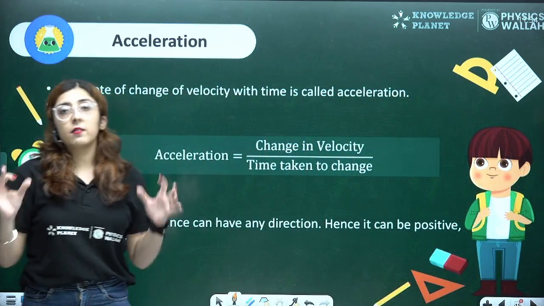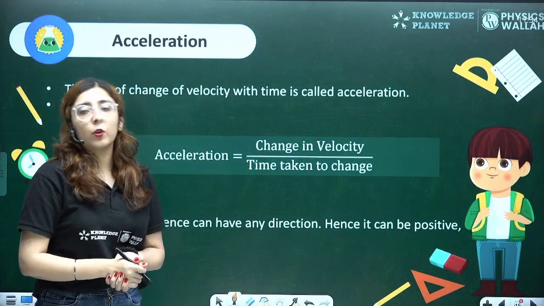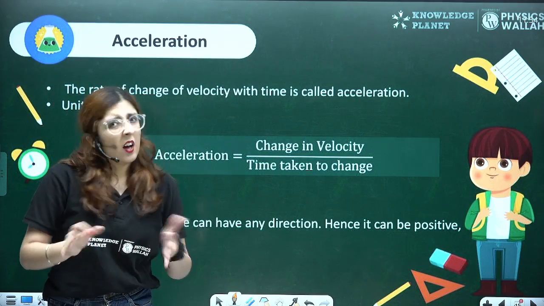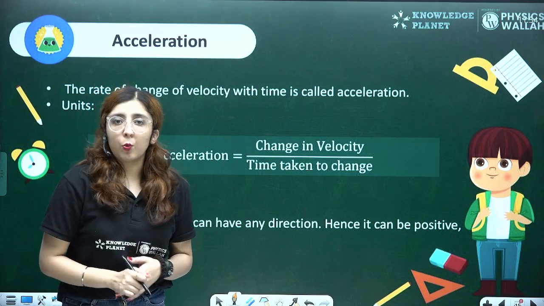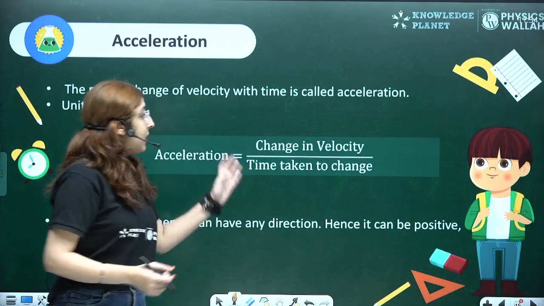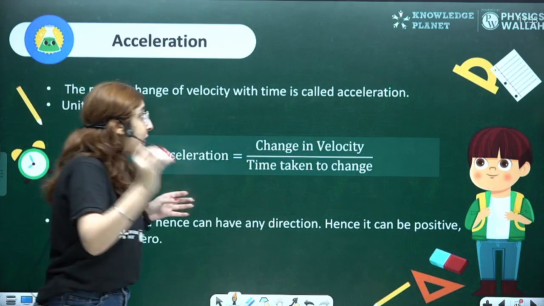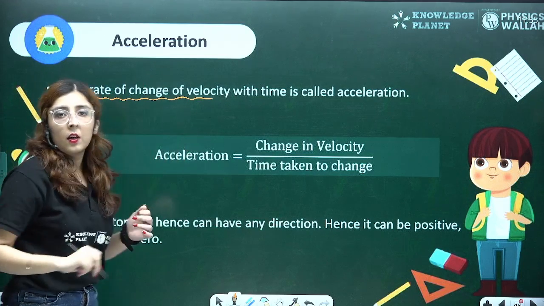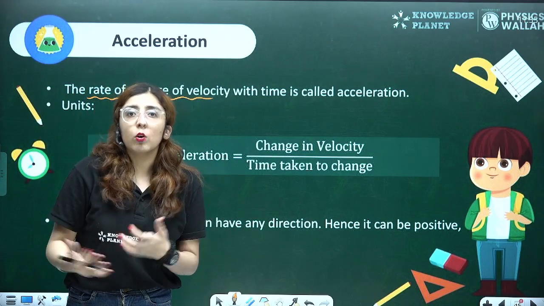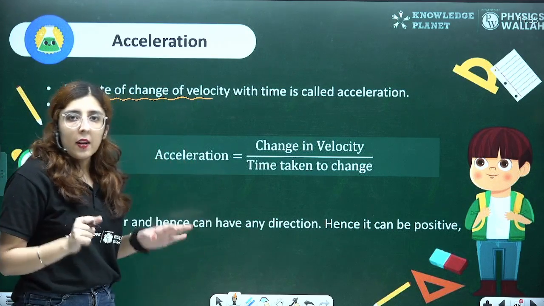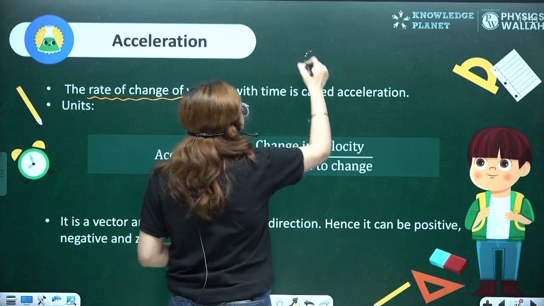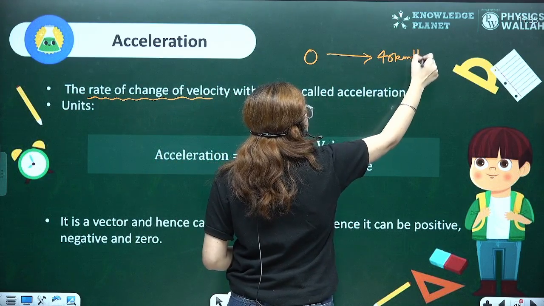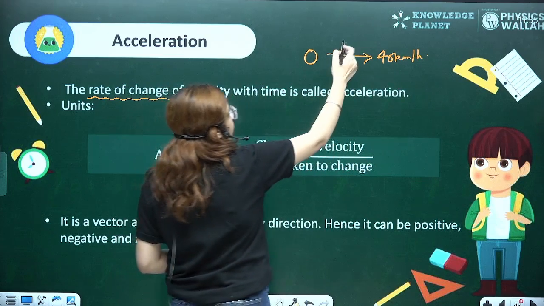Everyone, there's a huge misconception that acceleration is nothing but change of velocity by time taken. Half true. Why half true? Because when we talk about change of velocity by time taken, we are forgetting one thing, that is the rate of change of velocity. What do I mean? See, I am in my car. My car is moving from 0 to 40 km per hour. That is the change happening in 1 hour.